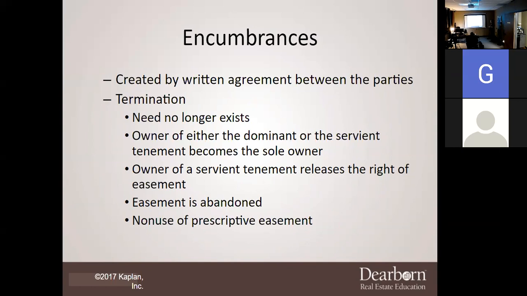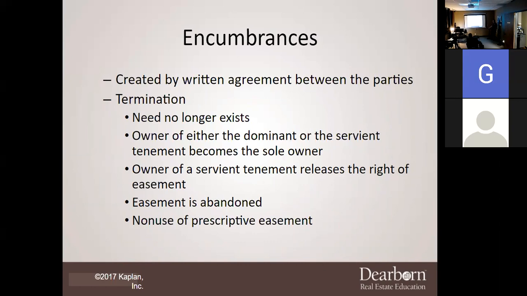Another one is that the owner of either of the dominant or the servient estates, basically the dominant estate versus the servient. The dominant in this situation, Mr. Eugene, would be you. It's the one that's landlocked. The servient is the one that's serving to get to that particular land. If the owner of either of them owns all of it, there's no need of it again. It's where they buy them. If the owner of the servient tenement releases the right of the easement, it's another option.